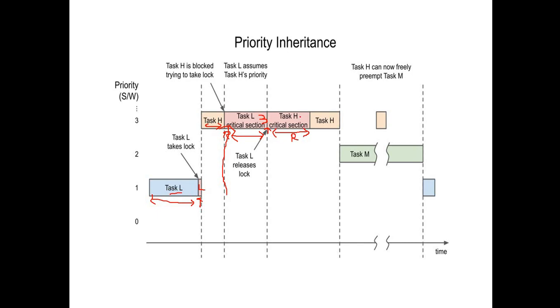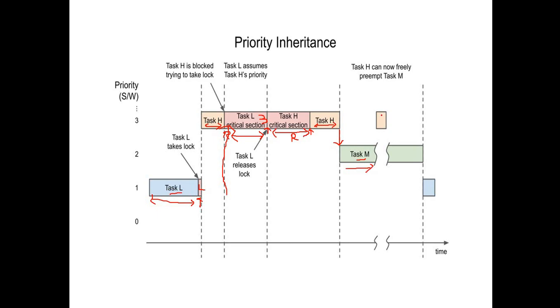Once task H completes, the lock on resource R is released. Then task H will complete its execution in the normal section. Once the normal execution is completed, then any other process which is waiting for CPU, for example task M, needs CPU for its execution. So the priority of M is greater than the priority of L. So therefore M will continue its execution.